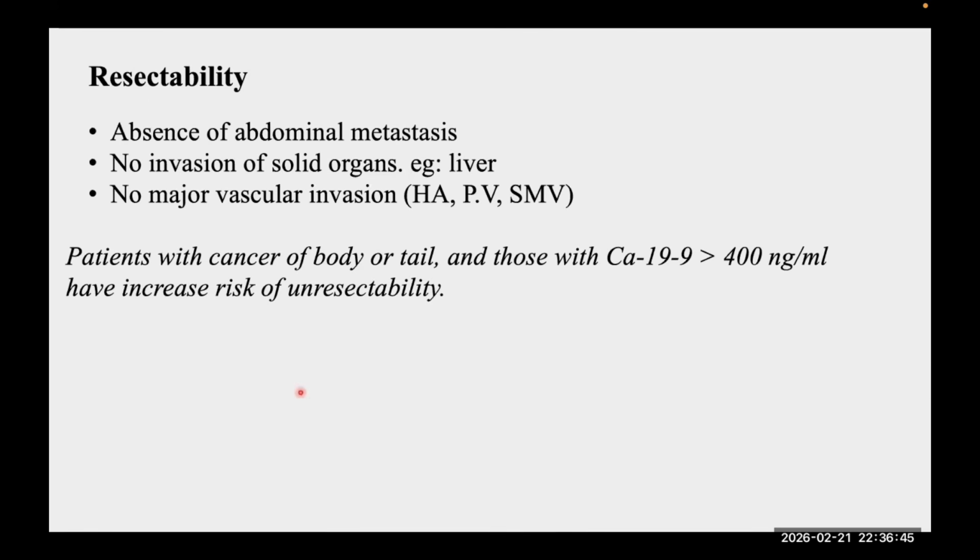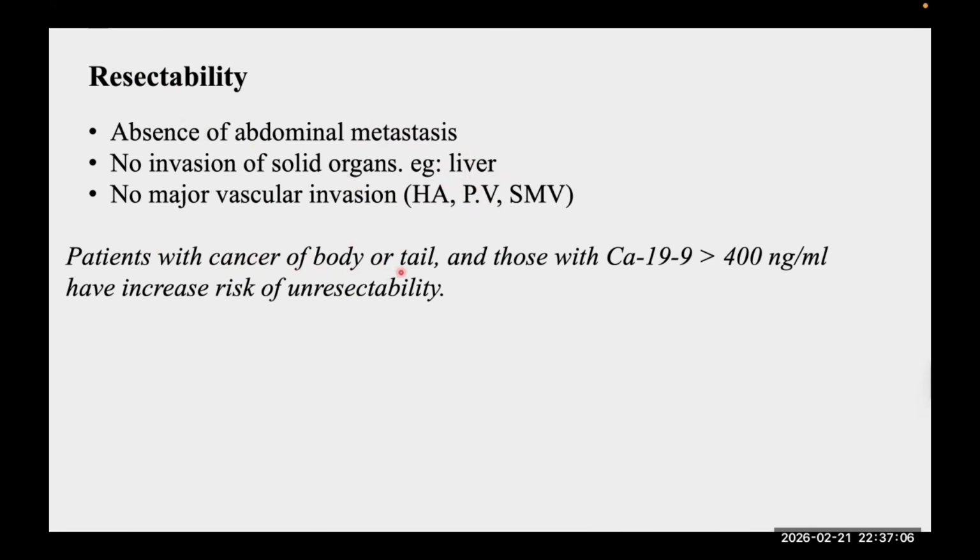Now, resectability. So what decides whether or not the tumor is resectable? An absence of abdominal metastasis means it's resectable because we only have one tumor in one place. If it's metastasized, you can't really resect them all. No invasion of solid organs like the liver. No major vascular invasion. So the more there's an invasion, the less it is resectable.